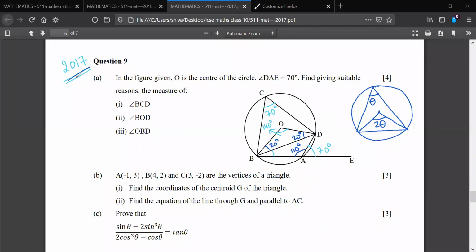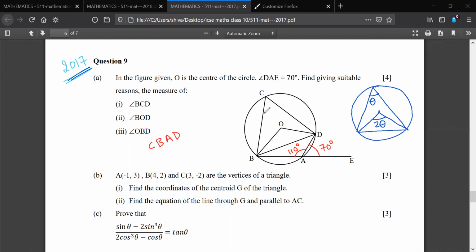Okay. 2017, question number 9. O is the center. DAE is 70 degree. This angle is 70 degree. Find, giving suitable reasons. So if this is 70 degree, this would be 110 degree. Any doubt? No, sir.